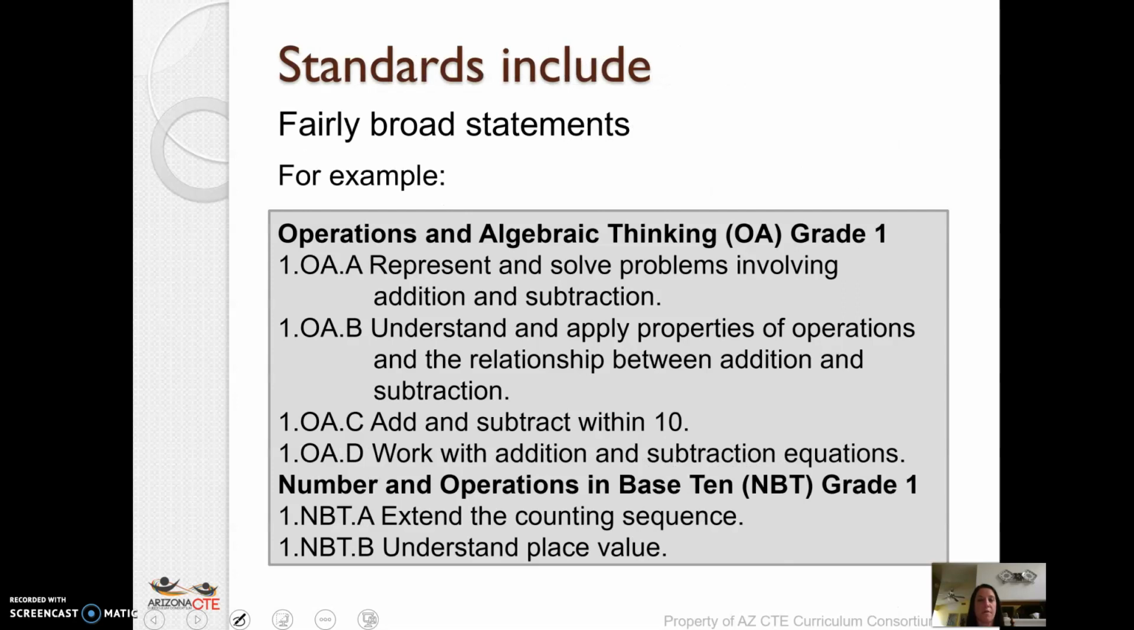So they're usually fairly broad statements, like you see here. Because again, remember that's kind of like the top part, the standards the top part, and then the actual curriculum and lesson is the nuts and bolts of it. That's the how are you going to do it.